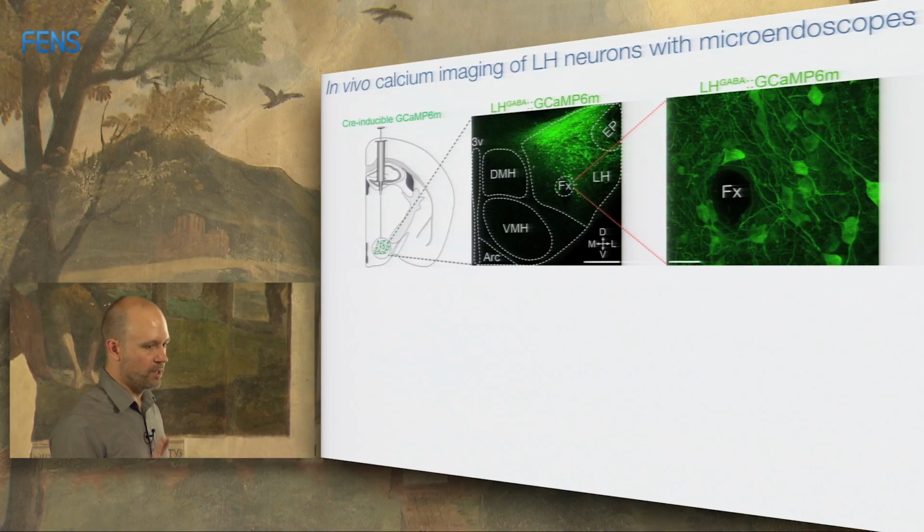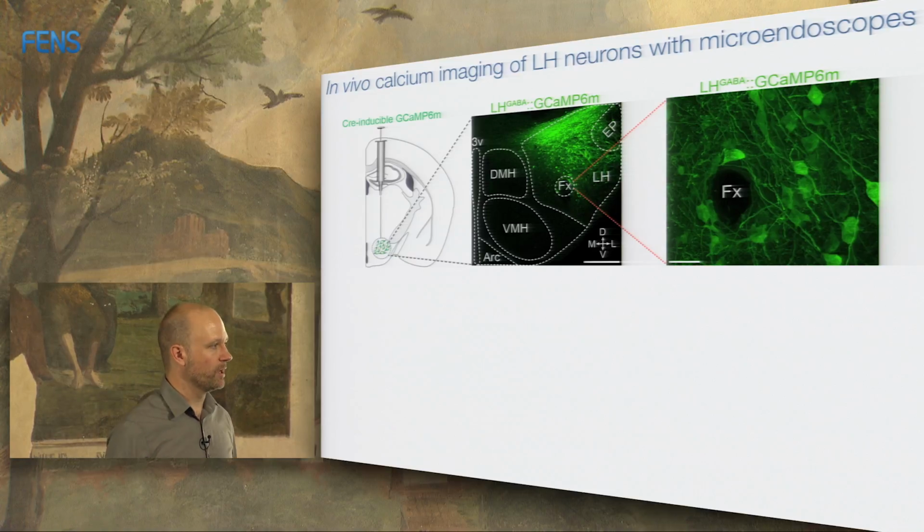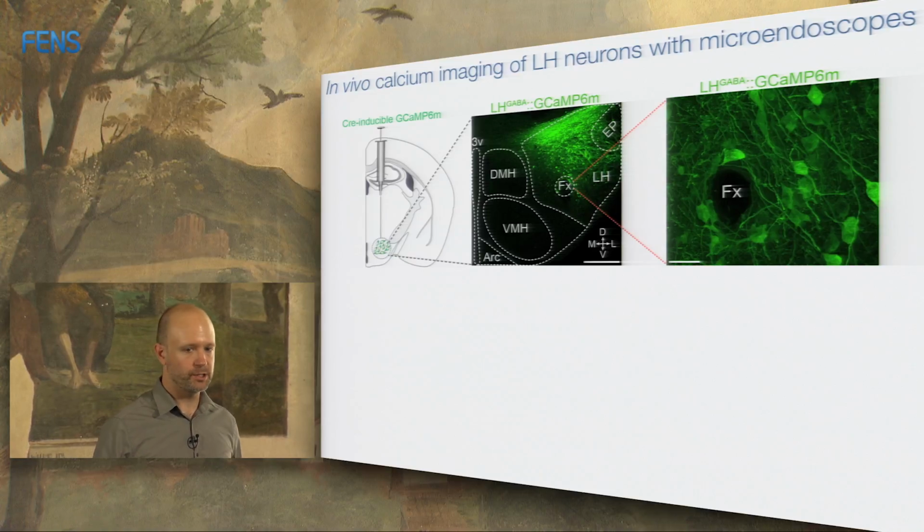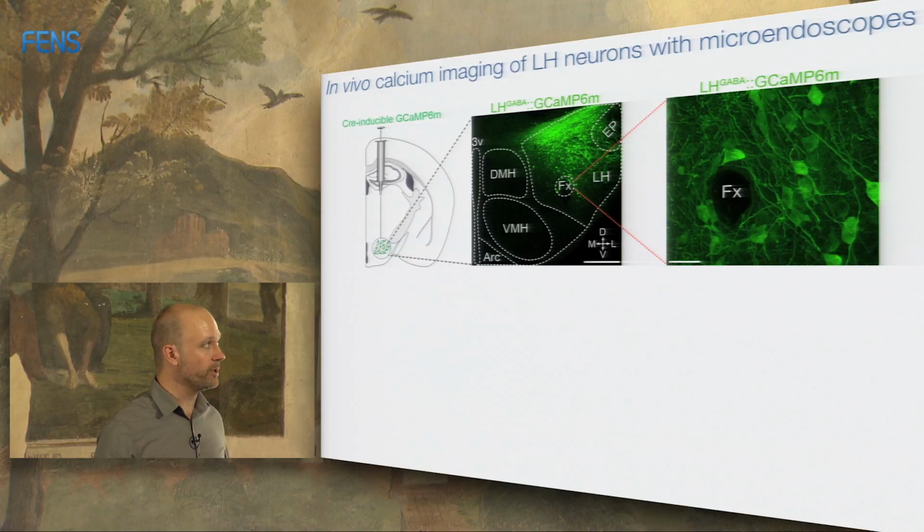As long as your Cre line is specific for the cell type you're interested in, it's very easy just to target and image only those cells you're interested in. The other thing is the sheer number of cells you can image. Whereas photo tagging and electrophysiology is relatively low throughput, maybe a handful of cells per animal, it's very easy with imaging to get hundreds to thousands of cells in a single animal.